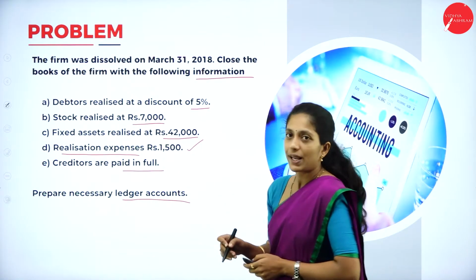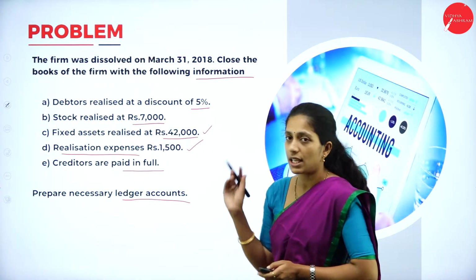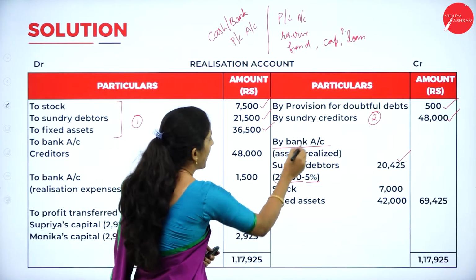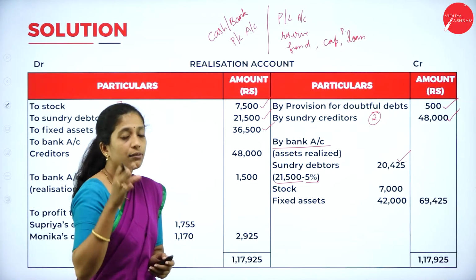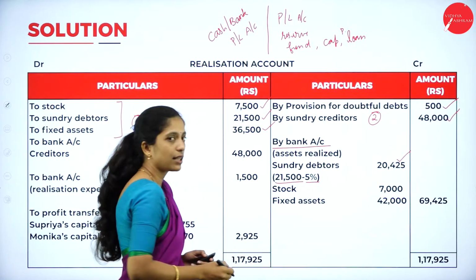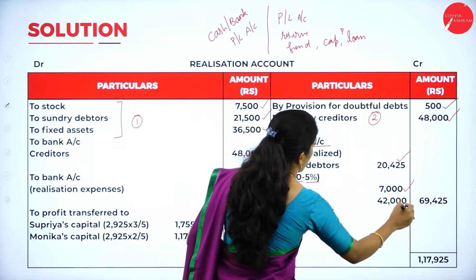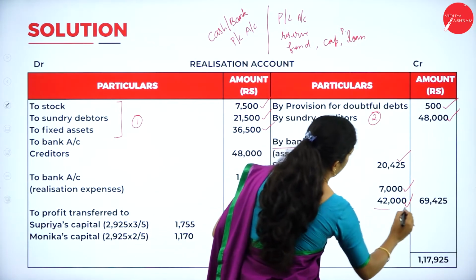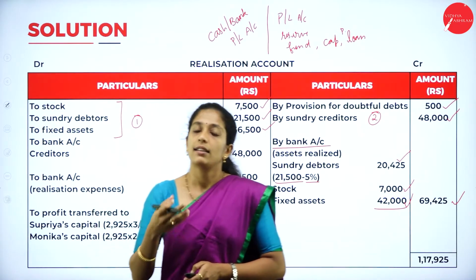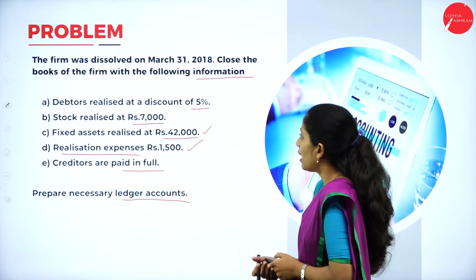Stock realized at rupees 7,000. Next, fixed asset realized at rupees 42,000. Here they have directly given the amount. Record that. Under by bank account, you have to record one by one which are the assets realized. So sundry debtors, you have calculated 20,425. Next, stock 7,000. Next, fixed asset 42,000. Total it and write in the outer column, you will get 69,425. There are no other assets being realized.